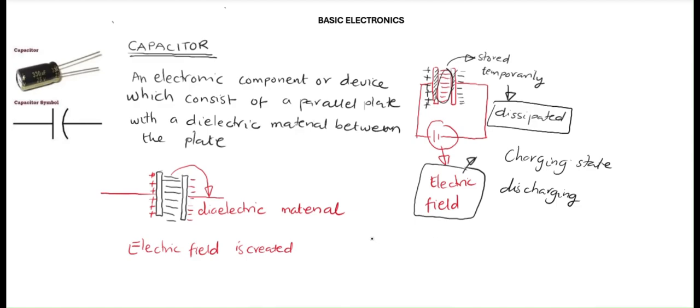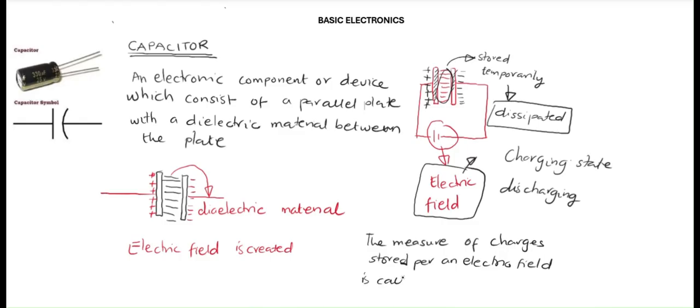Now, the measure of charges stored per electric field is called capacitance. It's called capacitance. And the unit is what? Farad, or capital F.